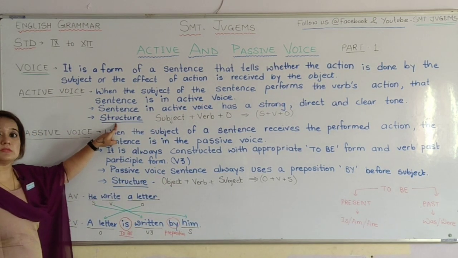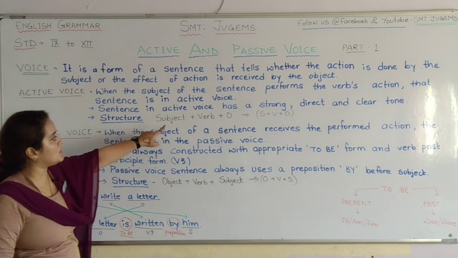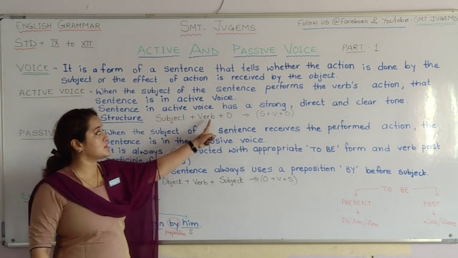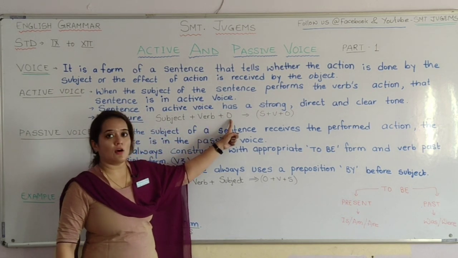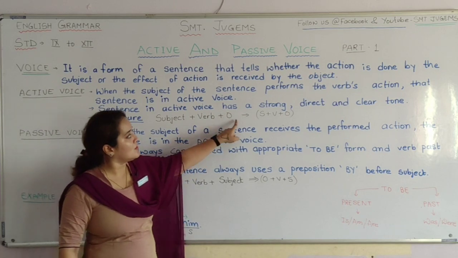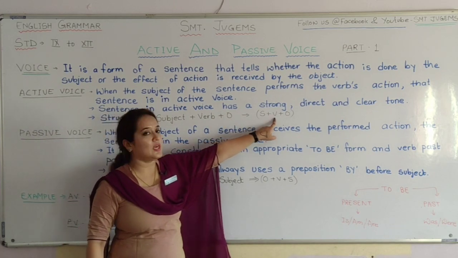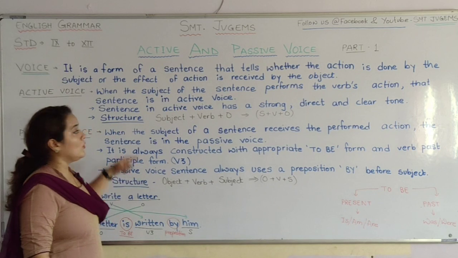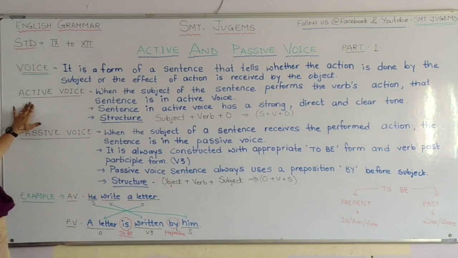Structure. What will be the structure of active voice? It will be subject, then comes the verb and then the object. So we can write it as SVO. Now this was all about active voice.